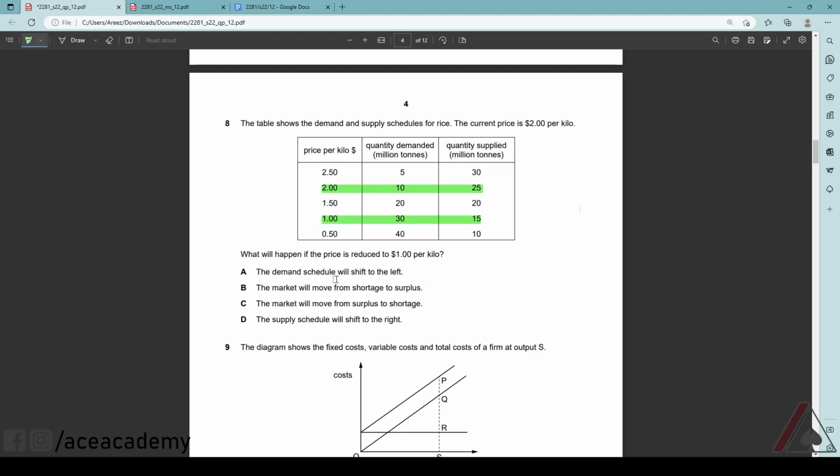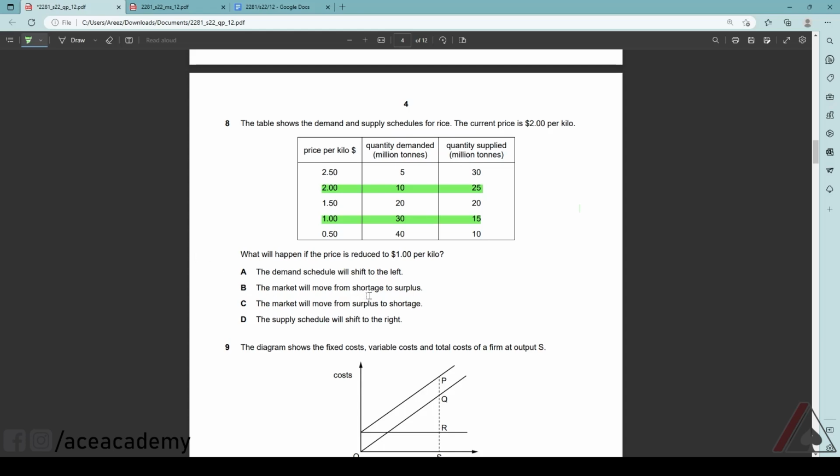The demand schedule would shift to the left. Again, from the last question that we saw, there would not be a shift in the market, because there has been a change in price specific to the good. Therefore, if anything happens, it would be a movement. So A is not the answer.